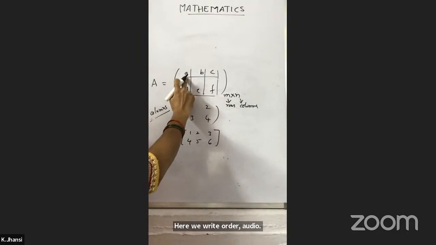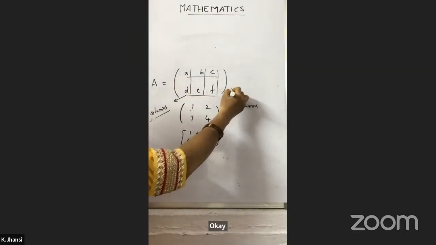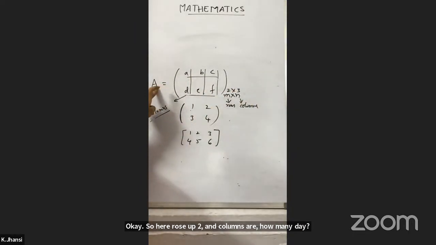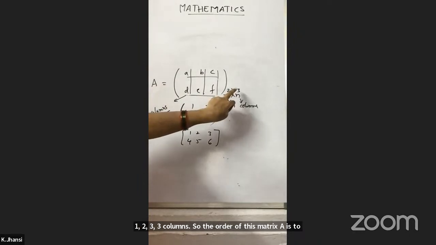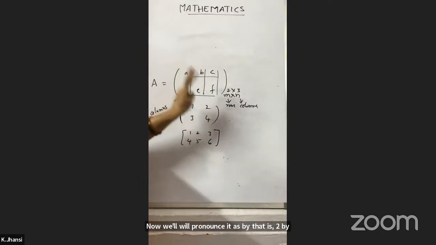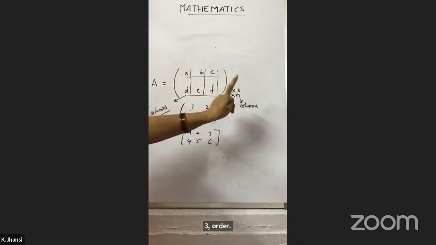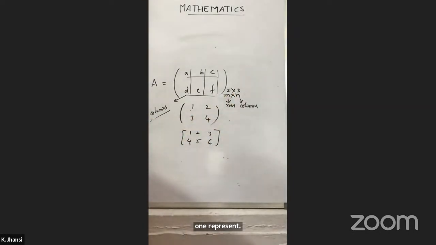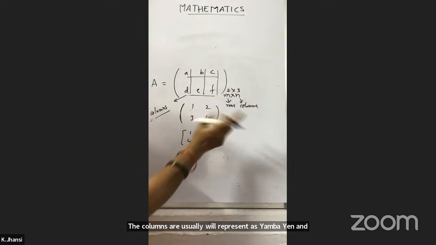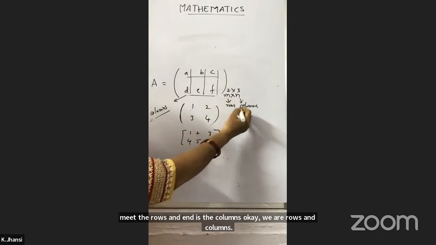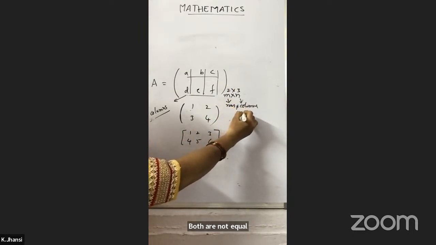Okay. So here rows are 2 and how many columns are there? 1, 2, 3. 3 columns. So the order of this matrix A is 2 by 3. We pronounce it as "by", that is 2 by 3 order. The first one represents the rows and the second one represents the columns, usually represented as m by n. M is the rows and n is the columns. Here rows and columns are not equal: here 2, here 3. Whenever rows and columns are not equal, we call it a rectangular matrix.